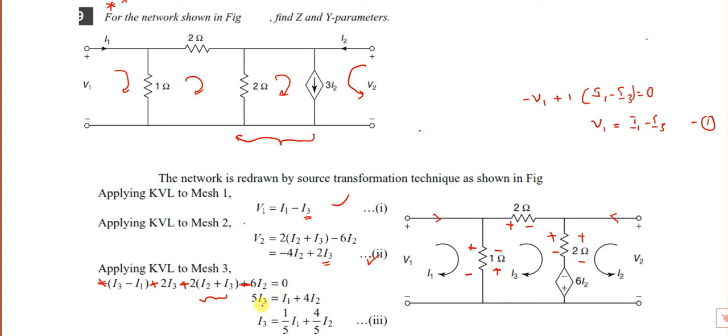Simplifying this, you get the expression for I3. 5 I3 is equal to I1 plus 4 I2. If you simplify this, we'll get the same answer. So I3 is equal to that divided by 5. Now this value of I3 you have to substitute in equation number 1. The normal procedure: if you have three meshes, write the expression for mesh 1, write the expression for mesh 2, and you'll get the unknown term I3. So in the middle mesh you apply KVL and get the expression for I3 alone, and substitute that in the first and second equations, and you are going to get the required solution.